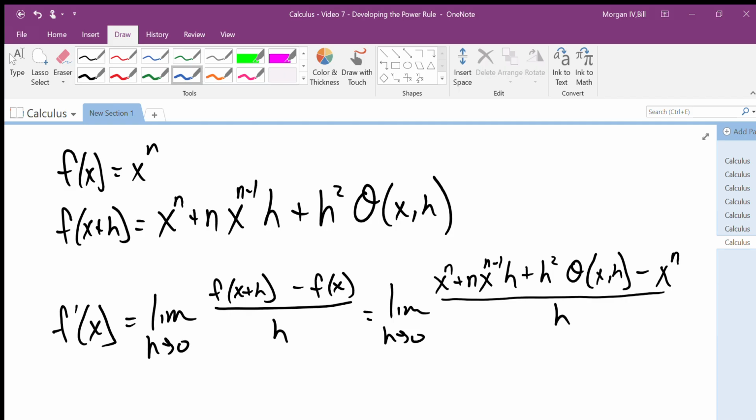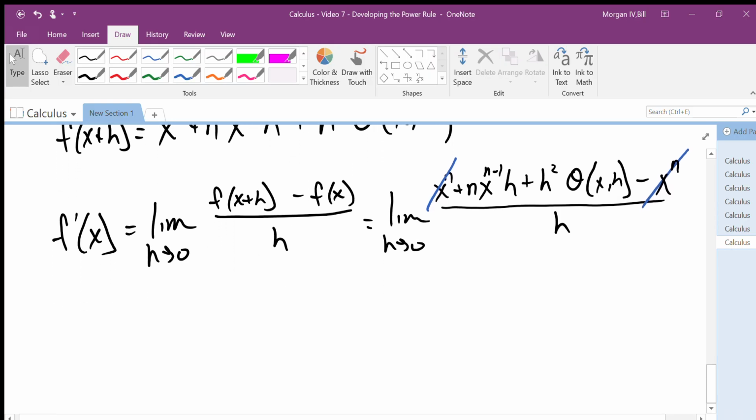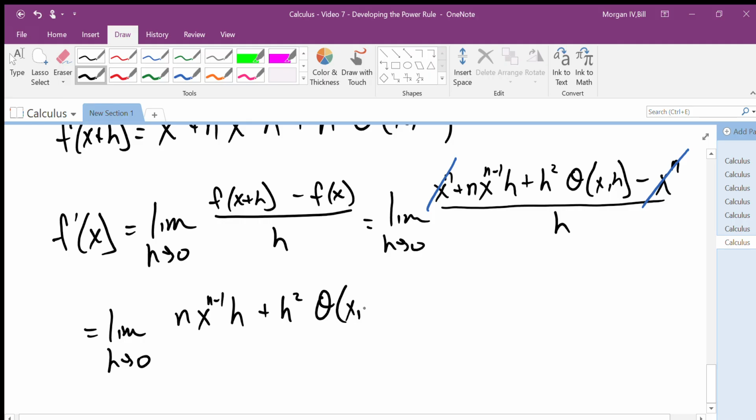And while that might look like a lot of symbols, what we do notice is the x to the n and the negative x to the n cancel out, just like we're used to seeing in this limit definition of the derivative. This is equal to the limit as h goes to 0 of n times x to the n minus 1 times h plus h squared times some function of x and h, over h. What you'll notice in the numerator, every term has at least an h. You have an n times x to the n minus 1 times h, plus h squared times some function of x and h. So we can factor an h out.